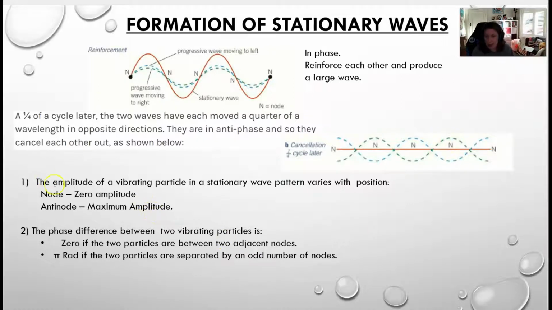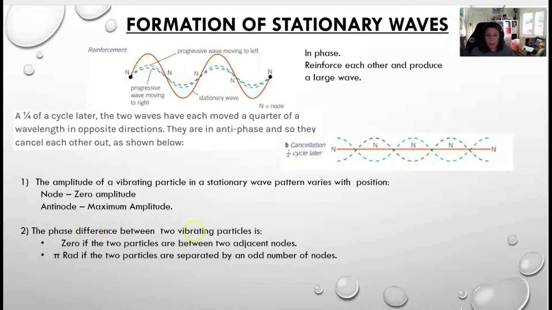Okay. Now, the amplitude of a vibrating particle in a stationary wave pattern varies with position. So at a node, 0 amplitude. Basically at the nodes, these particles, these bits of string, are not moving. They're staying stationary. At an antinode, they are always moving with maximum amplitude, so it's going back and forth, back and forth, and everything in between is between 0 and the maximum.